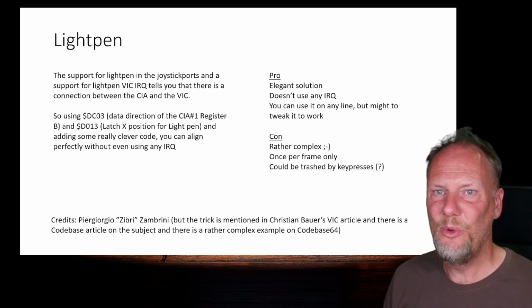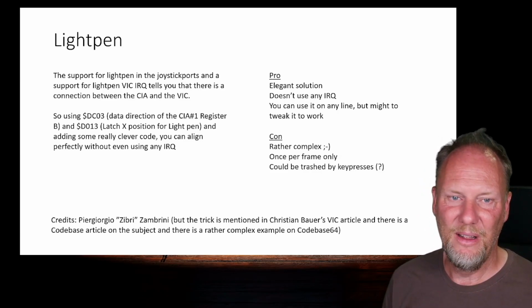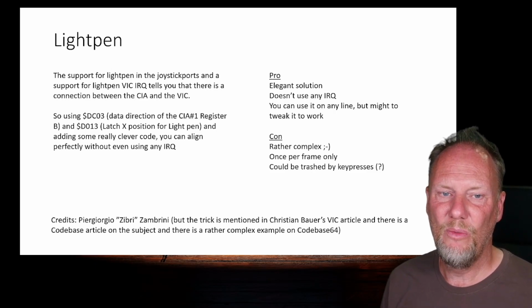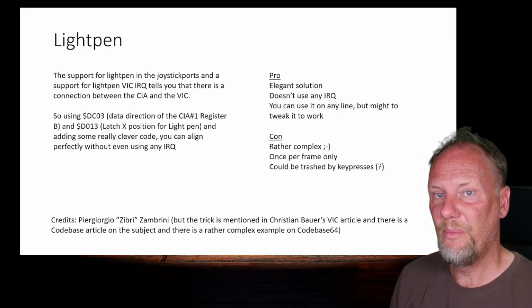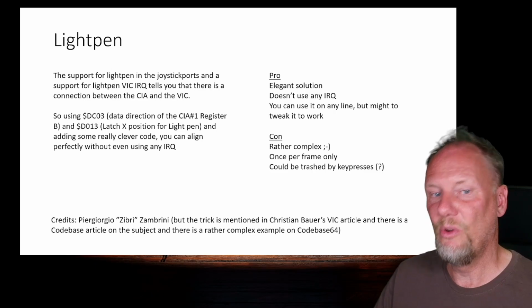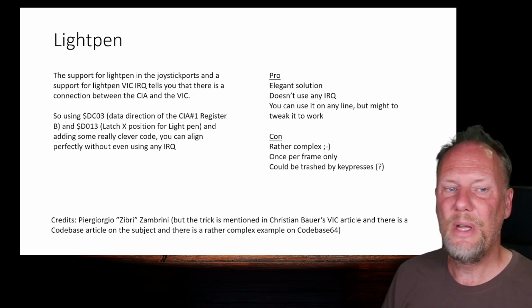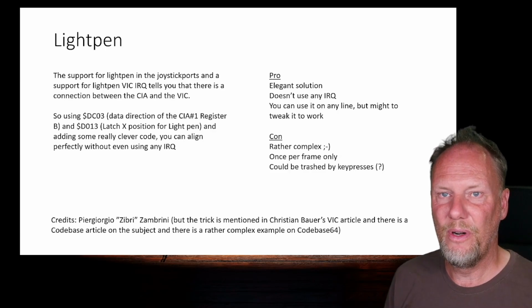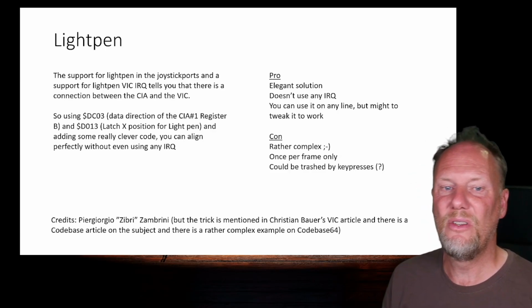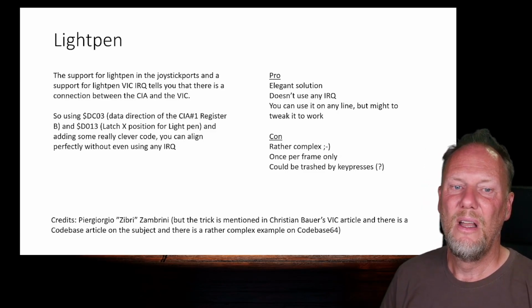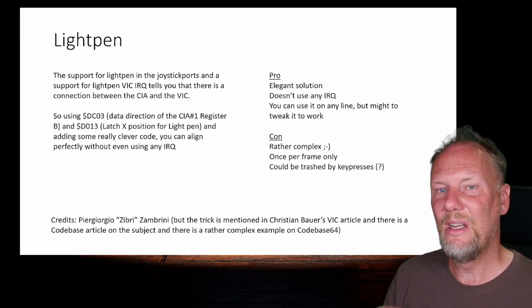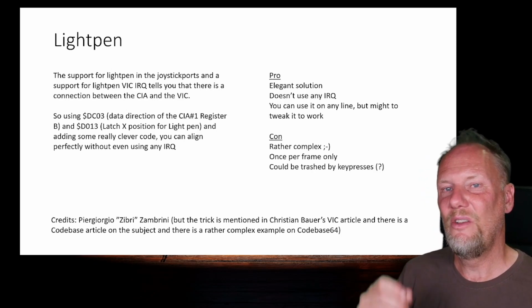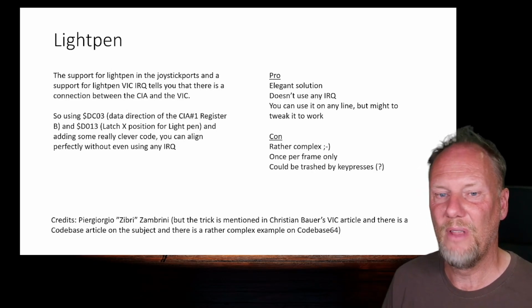This technique uses that, but you don't need a Lightpen. What it does is fiddle with one of the data directions on the CIA, the timer chip, which is connected to the joystick ports. And when doing that, it then reads D013, which is the latch X position of the Lightpen. And then you do a bit of clever code after that to determine where you are on the screen and adjust accordingly. And then you have a stable raster just after that.